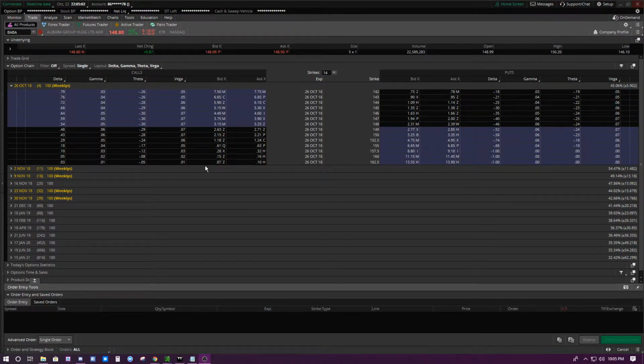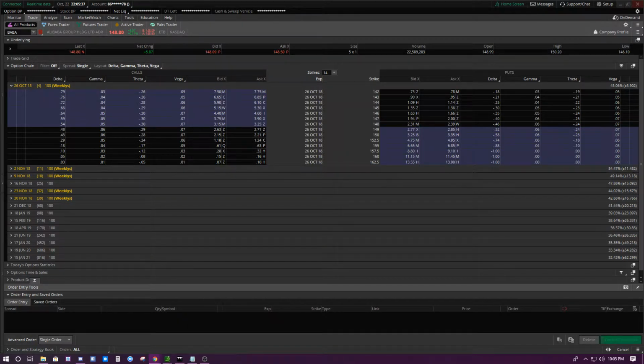Different brokers have different ways of laying out their option chain, but it's pretty much the same on all of them. You can come here and choose what you want to see. You have delta, gamma, theta, vega, right? The two most important ones are going to be your delta and your theta, but I'll explain all of them.